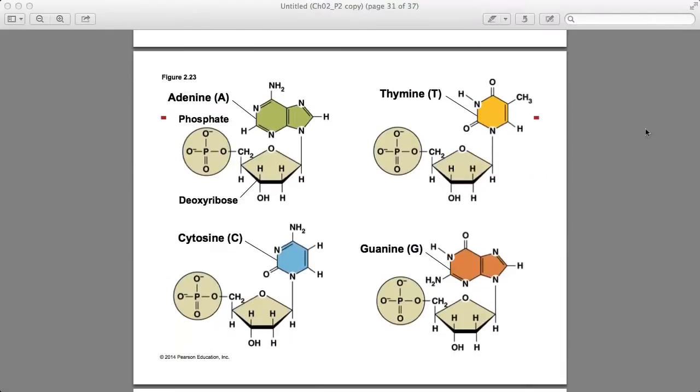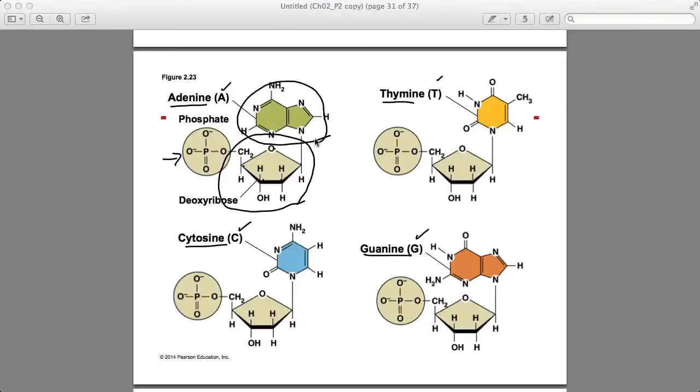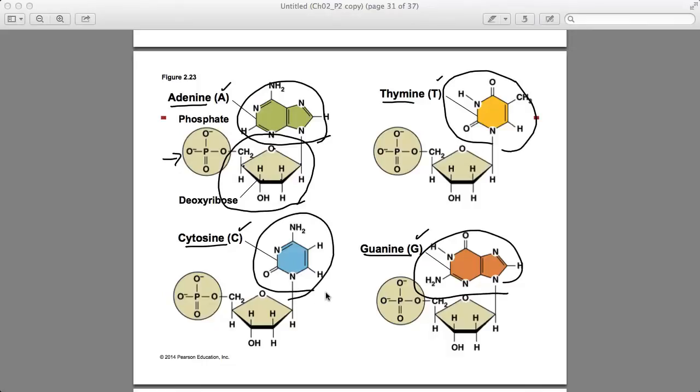And here are examples of this. Here are the four nucleotides that make up DNA. Here's adenine, thymine, cytosine, and guanine, and they're abbreviated as A, T, C, and G. So here you see a deoxyribose 5-carbon sugar attached to a phosphate group, and then this region here. And so you've noticed that this region is different in all of them. And so this is what specifies what kind of nucleotide you're going to end up with.